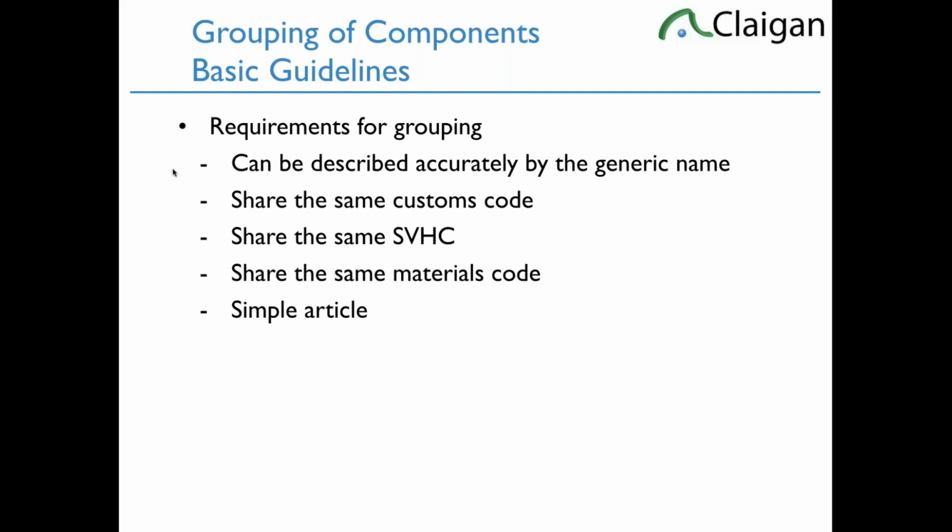They have to have the same customs code, share the same SVHC, share the same materials code, it's a pull down menu, and they have the same simple article. So a simple article is the legal requirement. That's part of the European Court of Justice ruling from 2015. It has to be at the part where, legally, it's the first time it no longer requires a safety data sheet. So when it transfers from a powder or a liquid to a physical product. In reality, in practice, it's the component level.